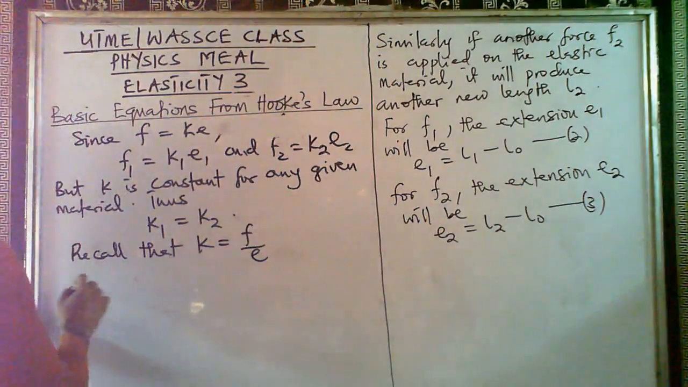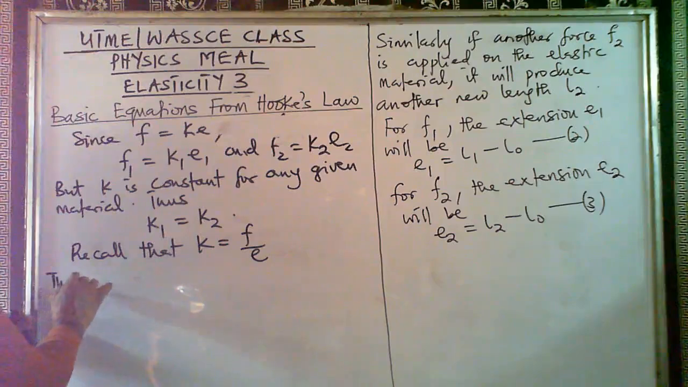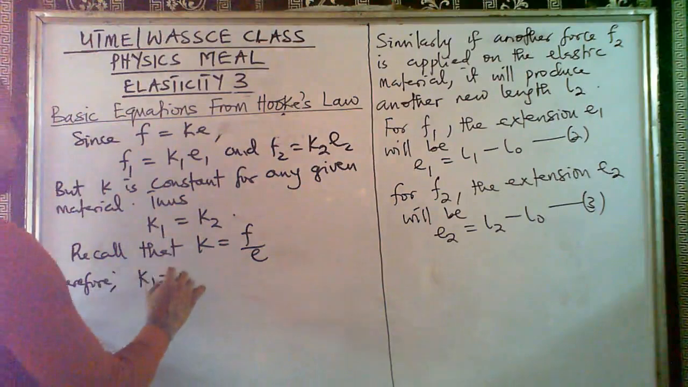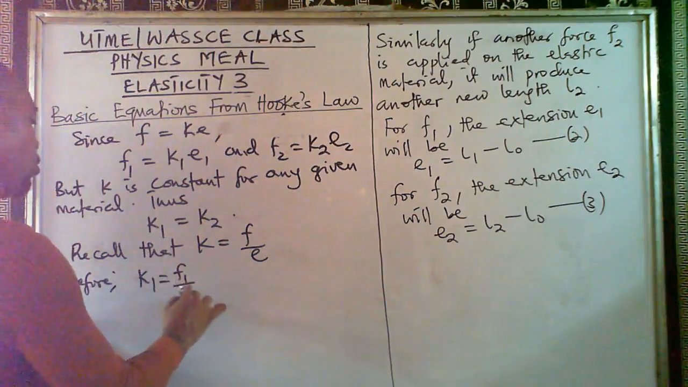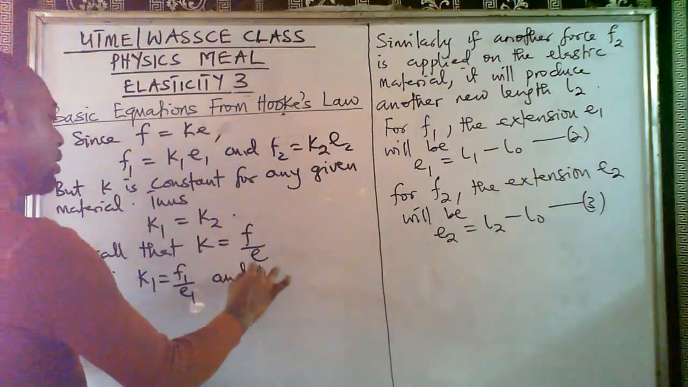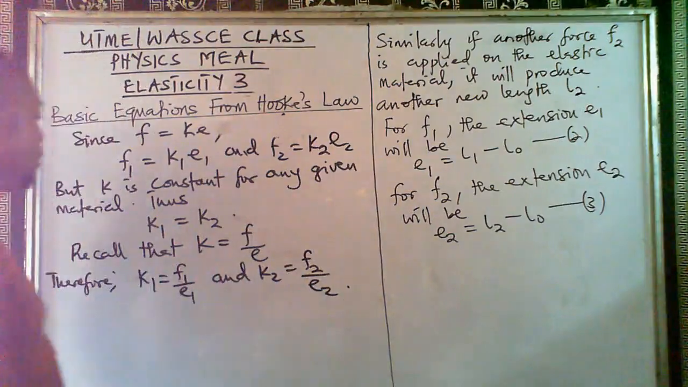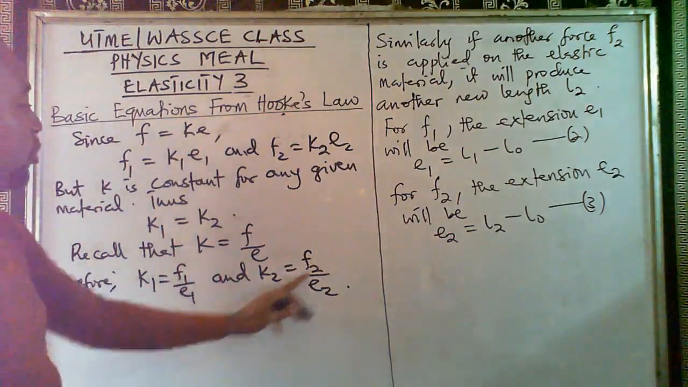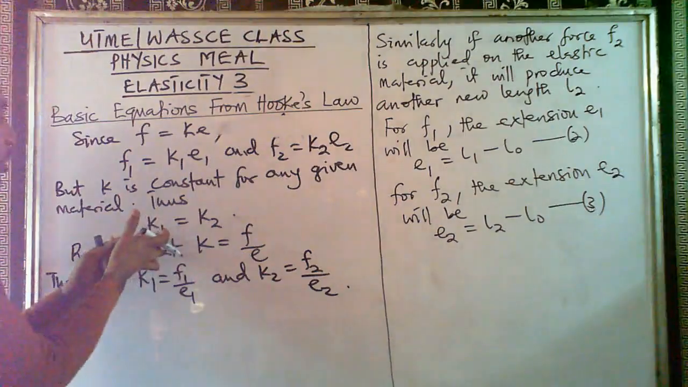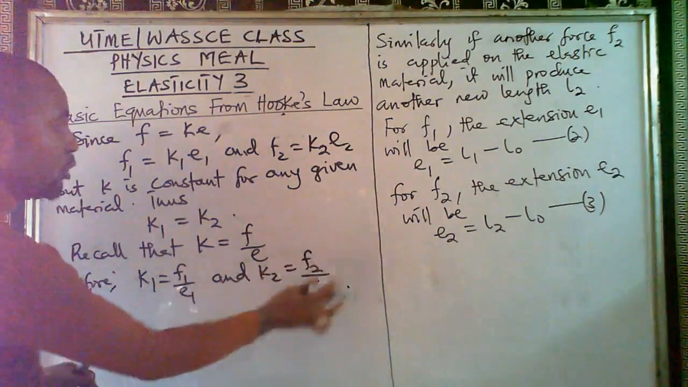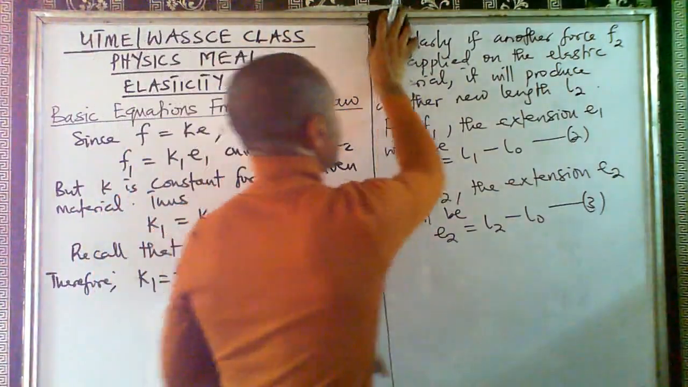It means then K1 will be equal to F1 over E1, and K2 will be equal to F2 over E2. So K1 will be equal to this and K2 will be equal to this. But we know that K is constant, K1 is equal to K2. That means the whole of this is equal to the whole of this. Thus, we can write comfortably.